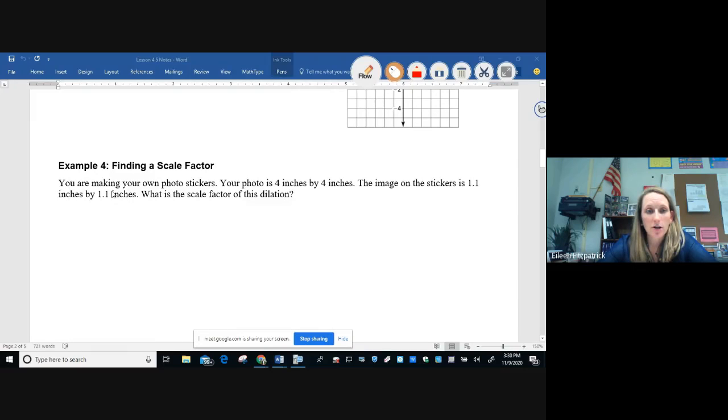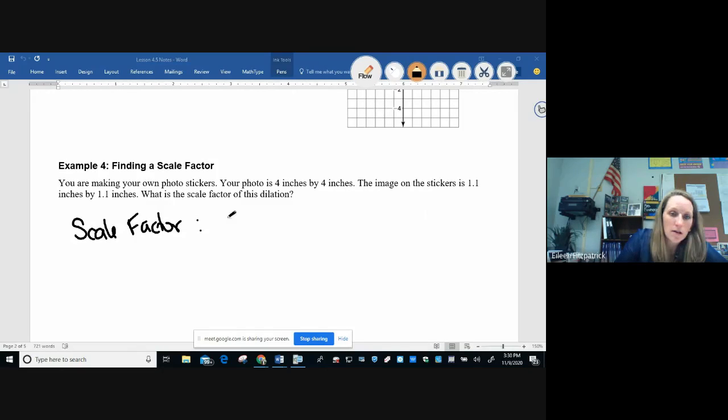Finding the scale factor. You're making your own photo stickers. Your photo is 4 inches by 4 inches. The image on the stickers is 1.1 inches by 1.1 inches. What is the scale factor of this dilation? Okay, so remember the way we find scale factor. The way we find scale factor is always the same. Scale factor is your image over pre-image.